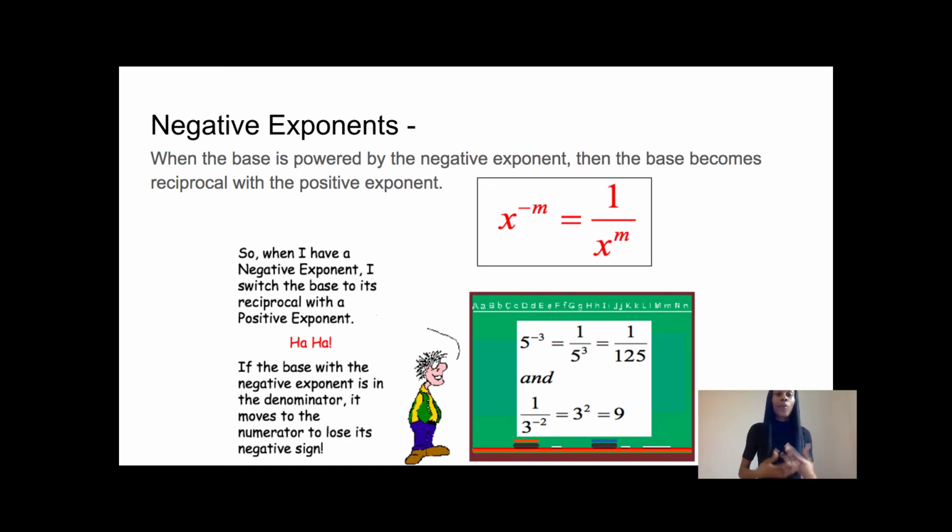The same thing if it was the other way. If we have 1 over 3 to the power of negative 2, we're going to flip it. It becomes 3 to the power of positive 2 over 1, which is just 3 to the power of 2, which is definitely equal to 9.